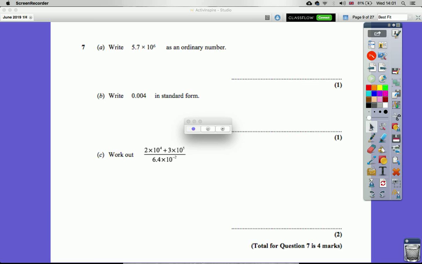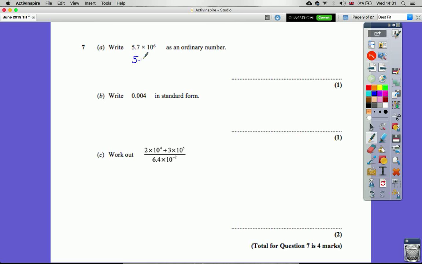Okay, welcome back as the second segment of June 2019, paper 1H. Question number 7, write 5.7 times 10 to the power of 6 as an ordinary number, which actually will give you 5.7 times 1 million. And then the digits will move 6 digits to the left, so you get 5, 7, 1, 2, 3, 4, 5, which is 5.7 million.